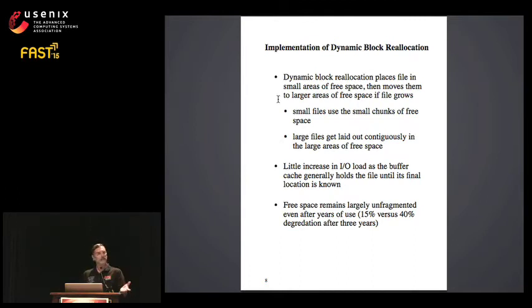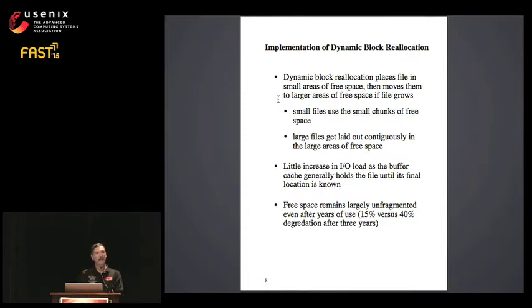So, a fairly simple thing to do. It really just means that you need to manage your buffer cache a little bit differently. But the effect of it is dramatic. After a file system's been in use for 2 or 3 years, the degradation of throughput is only about 15% over what you would get in an optimal layout. And most file systems by that time pan out at about a 40% degradation.